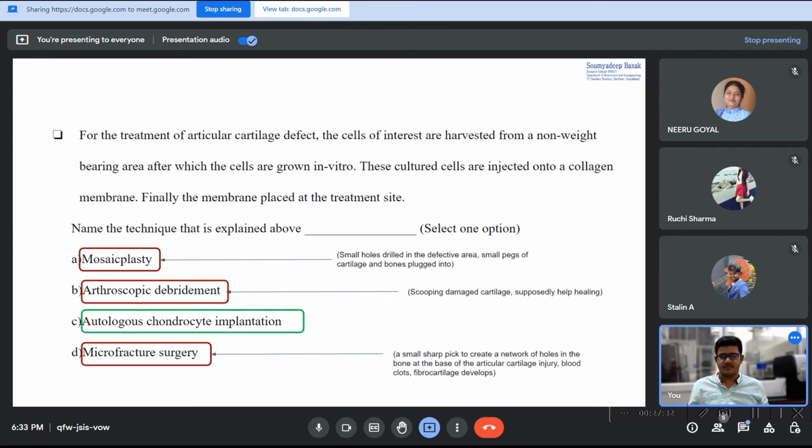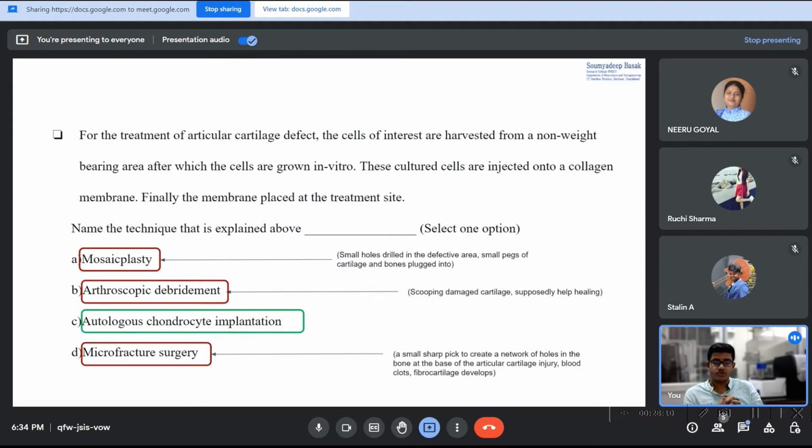Arthroscopic debridement, you can remember it by relating it with scooping of those areas so that blood comes out. Autologous chondrocyte implantation is the technique of taking the cells out, culturing them and placing them with a collagen membrane. Then we have also got microfracture surgery, that is a network of small sharp holes at the bone, right? And blood and cells coming out, that is also microfracture surgery.